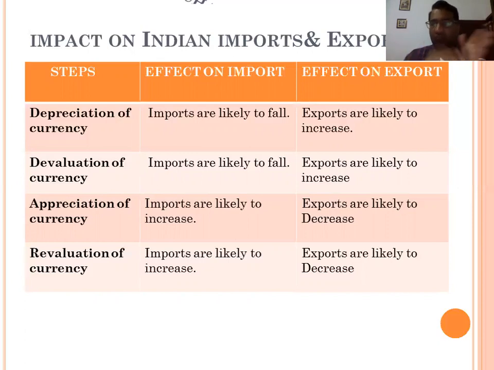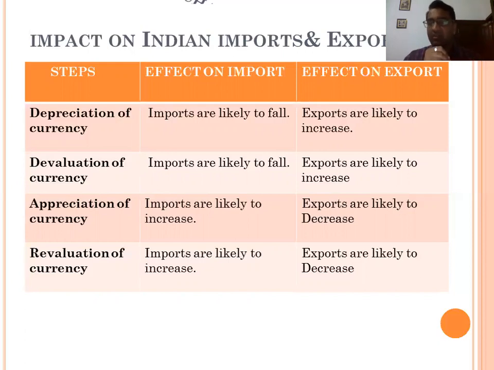It means the import is costly for us, so we will purchase less quantity from another country, so imports fall. The same impact applies to devaluation of currencies: when the government intentionally reduces the value of the country's currency, imports are likely to fall. The main objective of devaluation is to reduce imports and to increase exports. That's why the government adopts devaluation of currencies, because under this imports decrease. If imports decrease, then we have to pay less foreign exchange to another country, and when exports increase, the supply of foreign exchange increases.